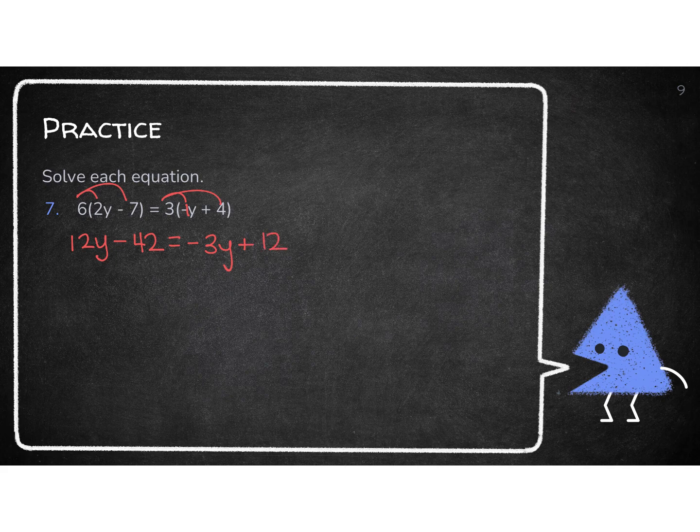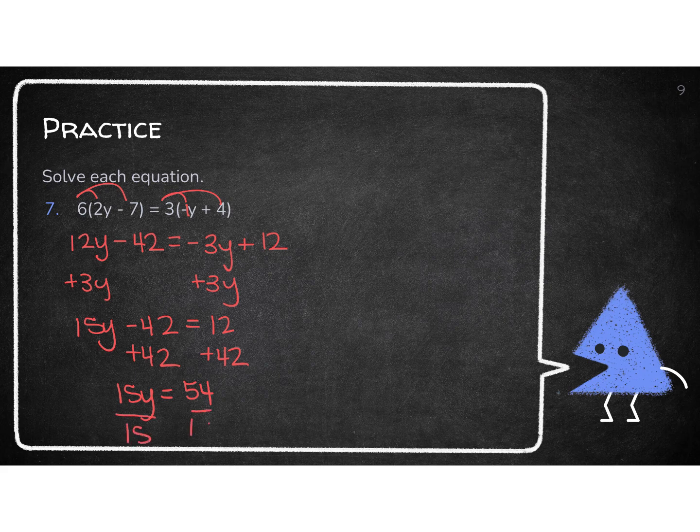So I'm going to get all my y's to one side. I'm going to add this 3y. So I'm going to have 15y minus 42 is going to equal 12. I'm going to add 42. So I'm going to get 15y is going to equal 54. And then divide by 15. Remember, decimals are a-okay. So y is going to equal 3.6.